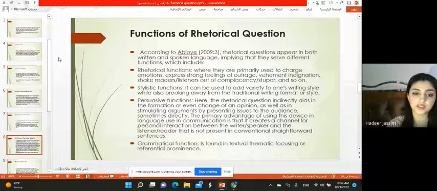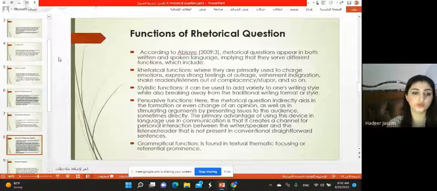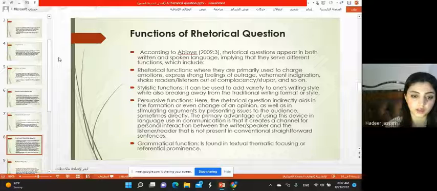And the last function is the grammatical function, which is found in textual thematic focusing or referential prominence.